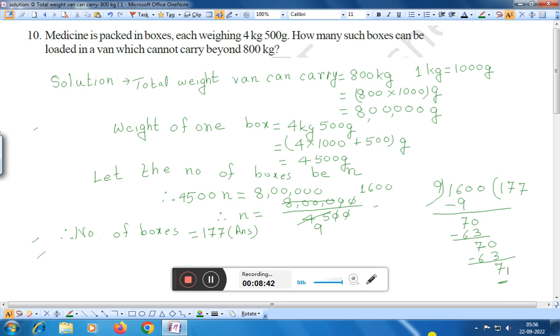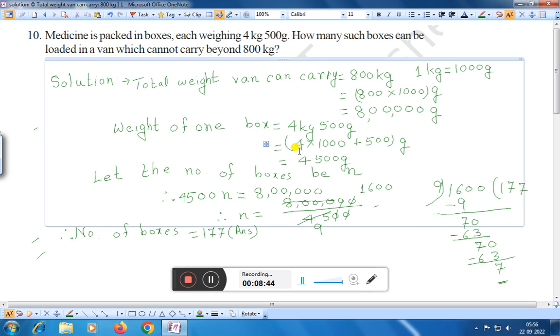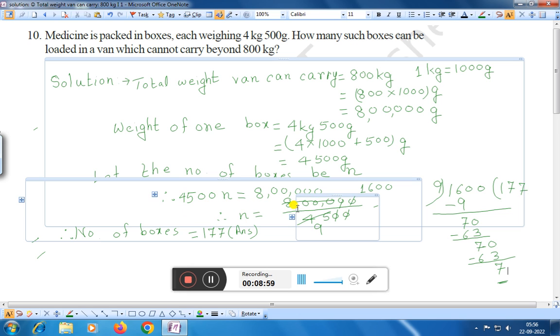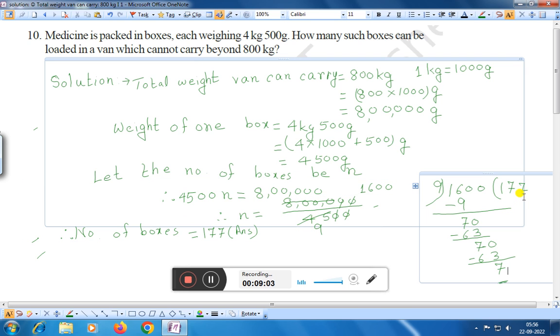We are again changing this into gram, that is 4 kg means 4000 gram plus 500 gram, that is 4500 gram. And let the number of boxes be n. Therefore, according to the question, 4500n is equal to 8 lakh. n is equal to 8 lakh by 4500. If you divide it, we will get 177.